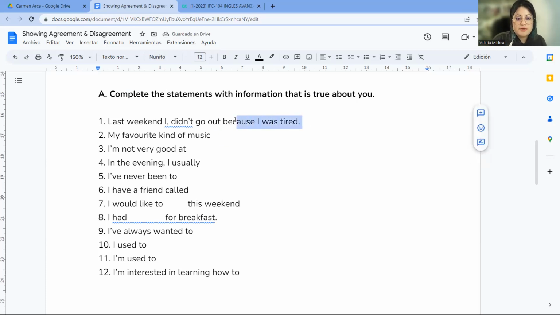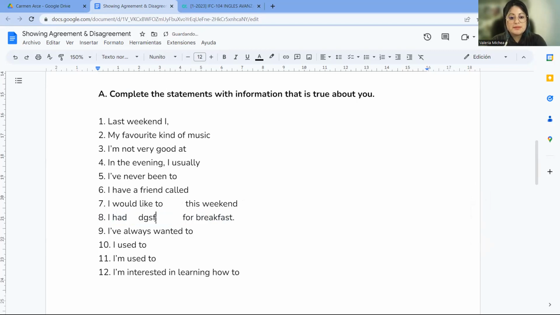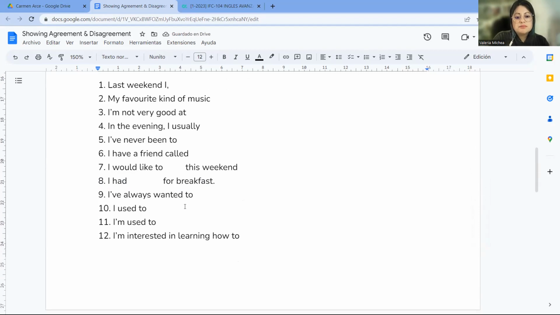Do that in the first part of this exercise, and then I'm going to tell you what to do with this. Pay attention to sentences 7 and 8, because they have a blank space in between. So that means that you need to complete them also. I would like to something, something, something this weekend. I had something, something, something for breakfast. Okay, so those two need to have the information in between. All the rest need to have the information at the end.